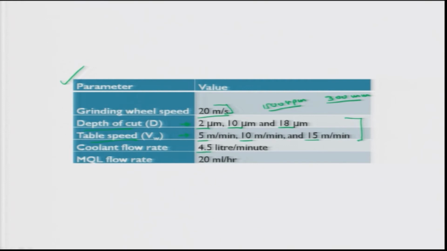Coolant flow rate was 4.5 liter per minute in case of flood, and MQL flow rate was 20 ml per hour. So, this was my MQL or near dry machining. This was also conducted using vegetable oil. So, in the normal case mineral oil is used, that was also used for comparison.